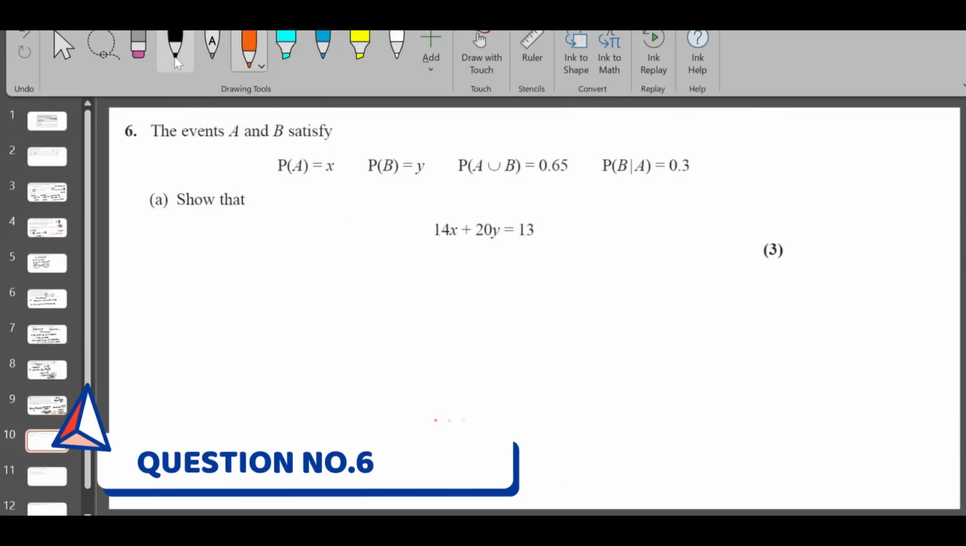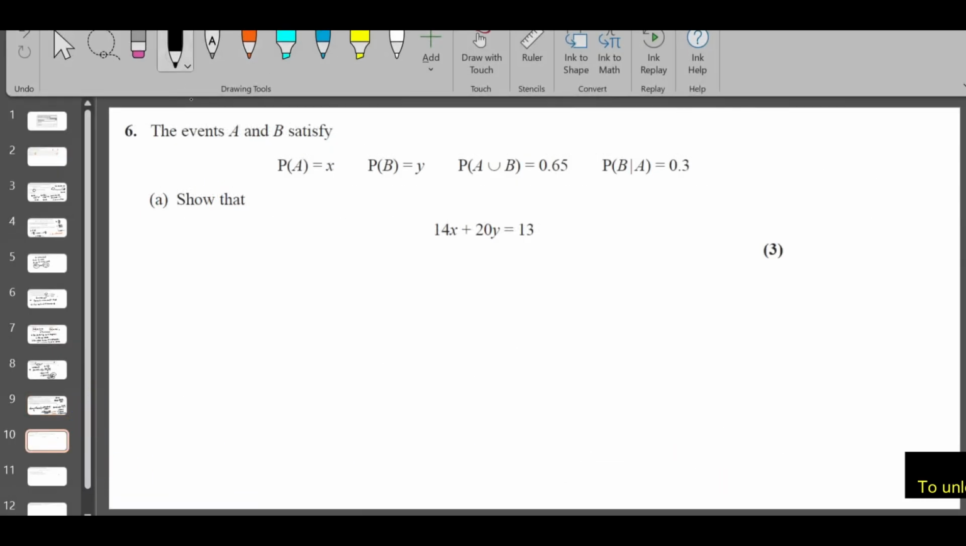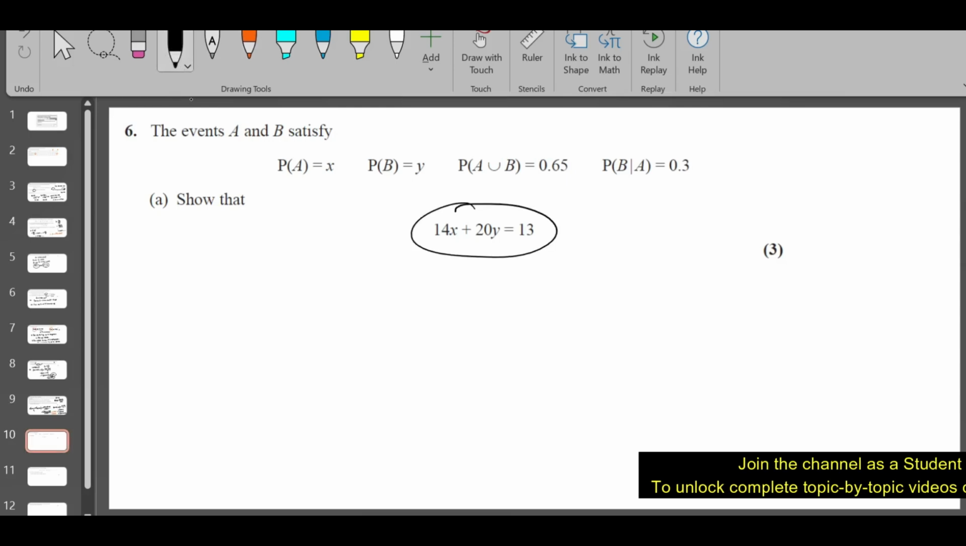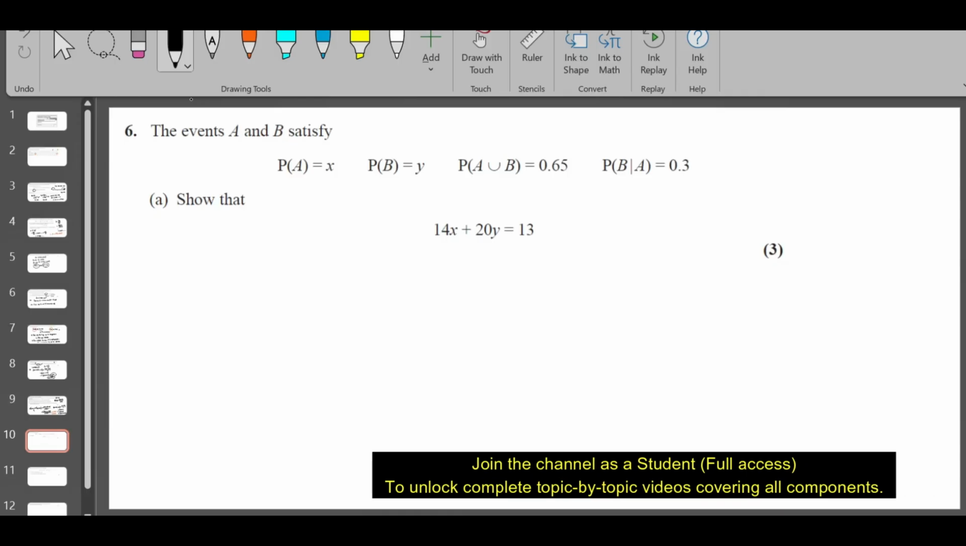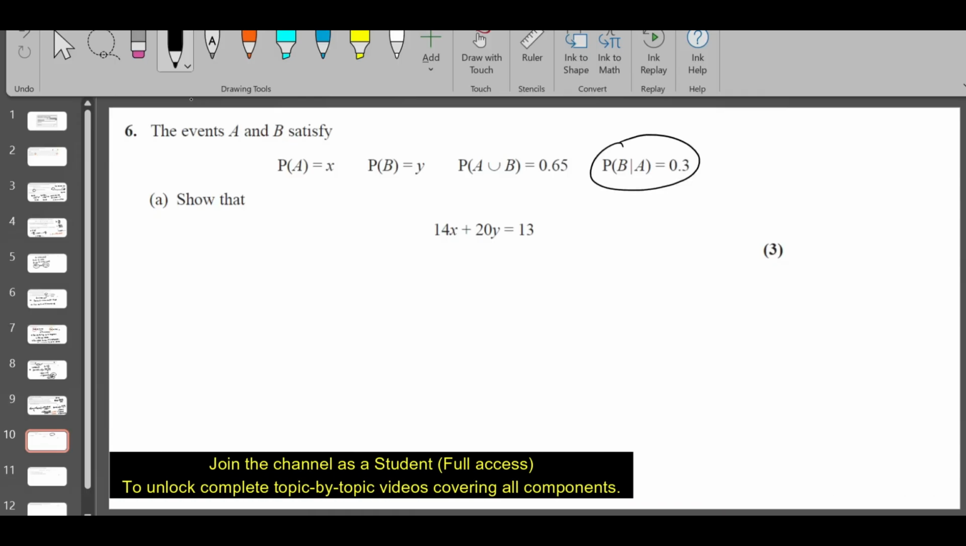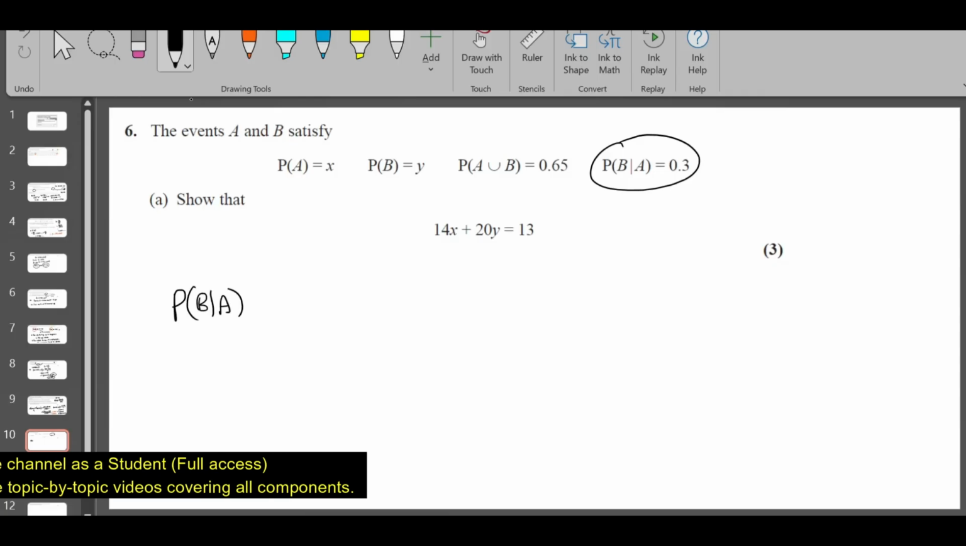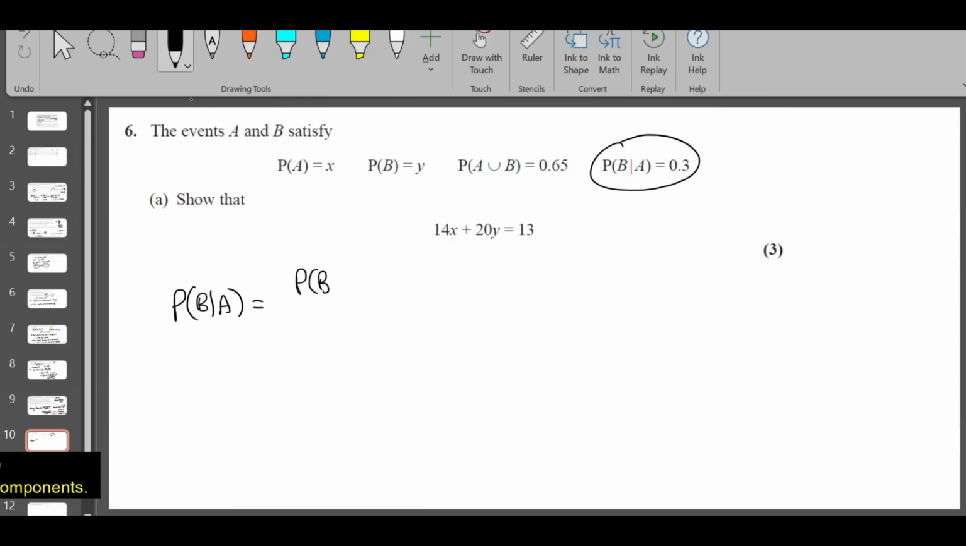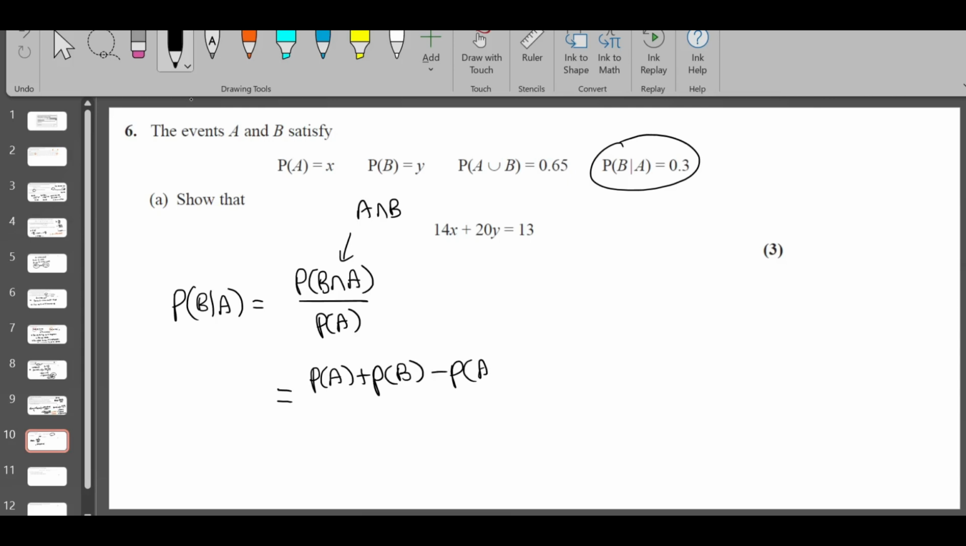Question number 6 now. The events A and B satisfy this. Show that... they want us to frame this equation. Okay. Let's start with the conditional probability. The formula for conditional probability B given A is P of B intersection A over P of A, right? And then use the probability addition formula. B intersection A is the same as A intersection B. So using the probability addition formula, it can be written as P of A plus P of B minus P of A union B, divided by P of A, is equal to P of B given A.